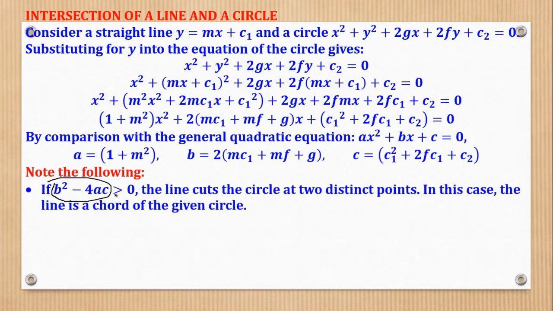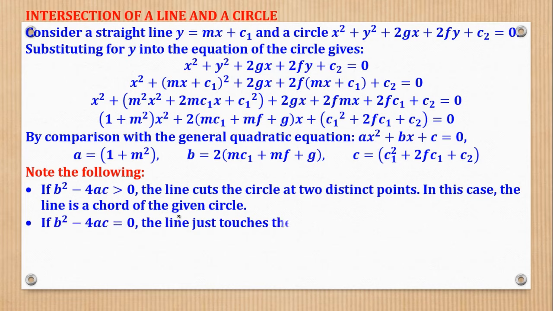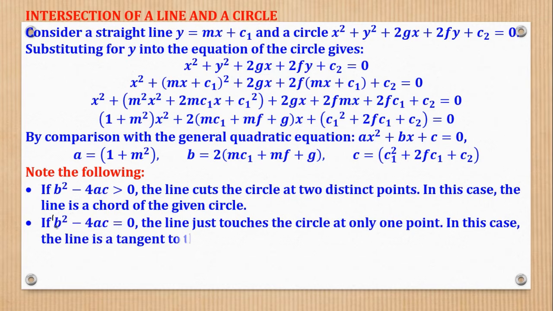So if this discriminant is greater than 0, it implies that this line cuts the circle at two distinct points. What does that mean? It means that the line is the chord of the given circle. So when a line cuts the circle at two distinct points, that line becomes a chord. Then another thing we need to note is that if the discriminant is equal to 0, then the line just touches the circle at only one point. What does that mean? It means that the line is a tangent to the circle.